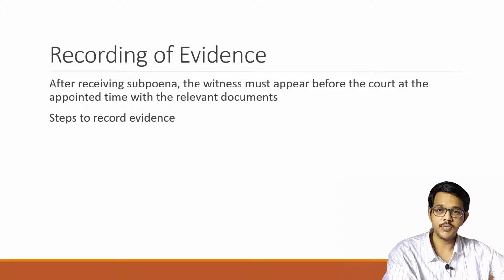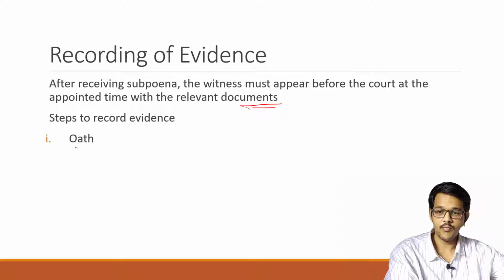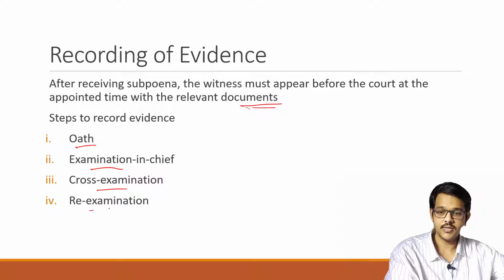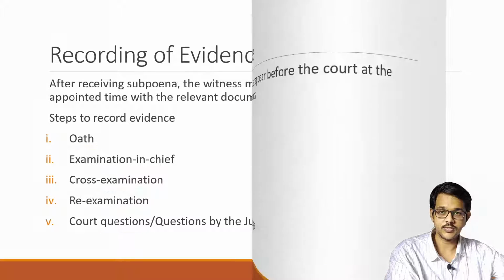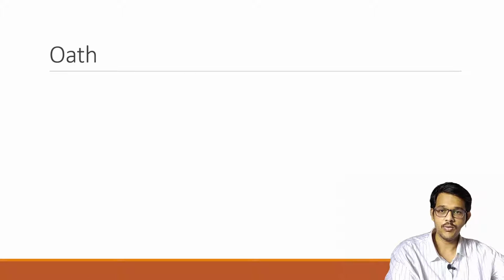After receiving a subpoena, also known as summons, the witness must appear before the court at the appointed time and place to get the evidence recorded. The different steps taken to record evidence include oath, then examination-in-chief, then cross-examination, re-examination and court questions. Coming to them one by one, the oath.